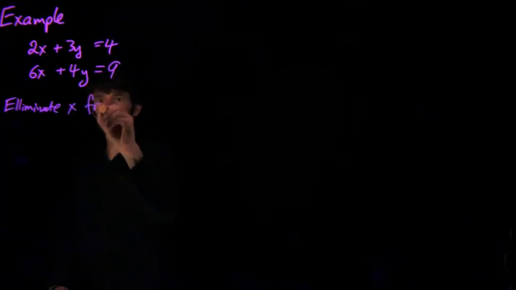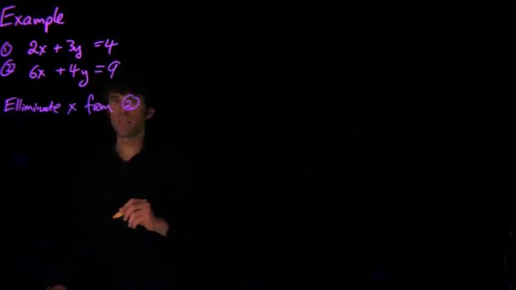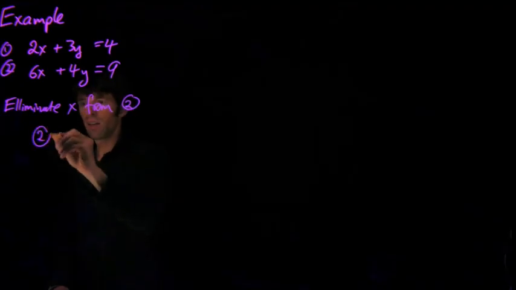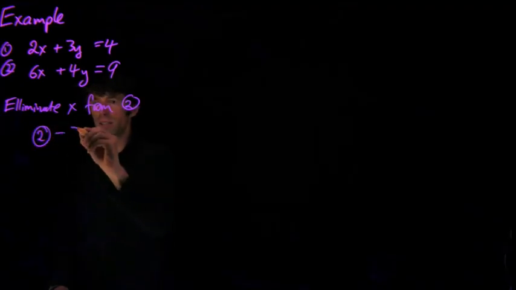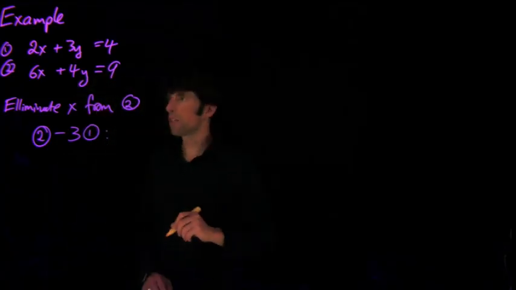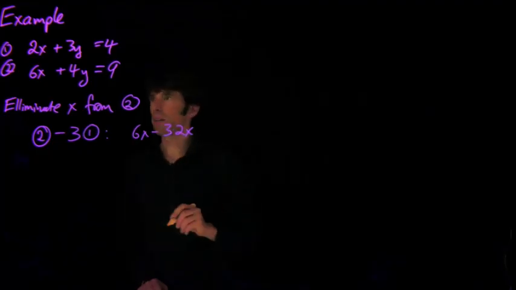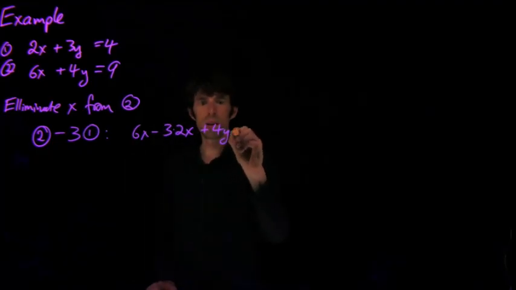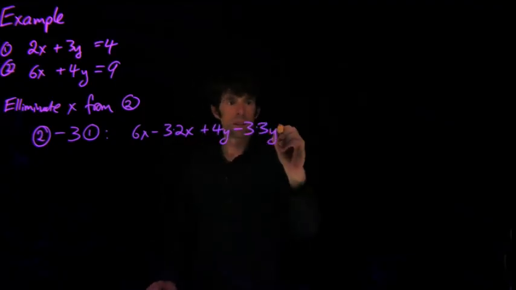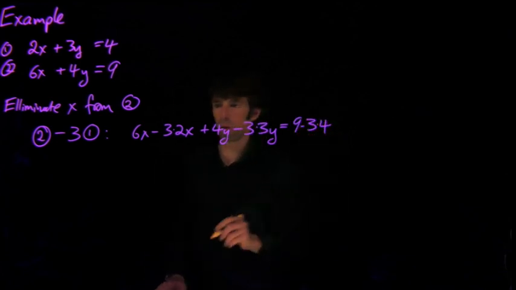And we're going to eliminate x from, let me call the equations 1 and 2. I'm going to eliminate x from equation 2. So the way I do that is I take equation 2, and I'm going to subtract 3 times equation 1. And what this gives me is 6x minus 3 times 2x plus 4y minus 3 times 3y equals 9 minus 3 times 4.